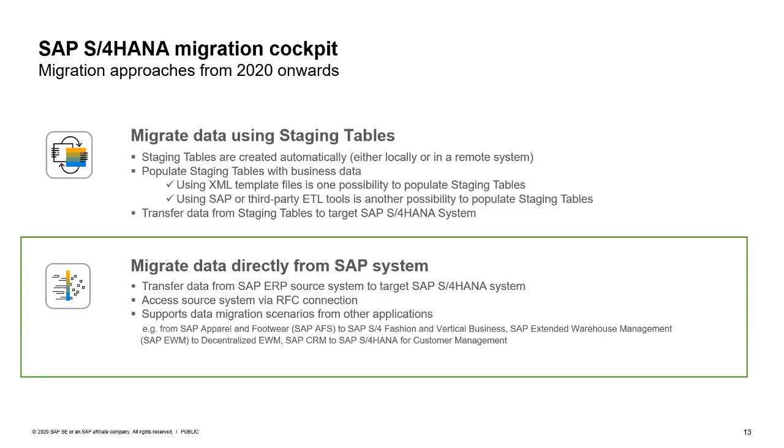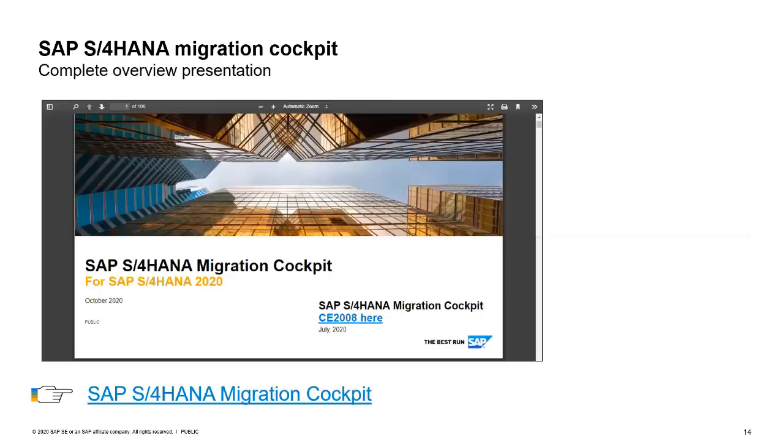As of 2020 release, from 7th of October, we have 2 migration approaches available. Migrate data using staging tables, where now the file approach, or you can use this file advantage in the staging tables. So you populate the staging tables with the template files. But today we will focus on migrate data directly from SAP system. As it was said, you transfer data from SAP ERP source system to target SAP S4HANA system, and you access the source system via RFC connection, and also there are other scenarios available within the approach.